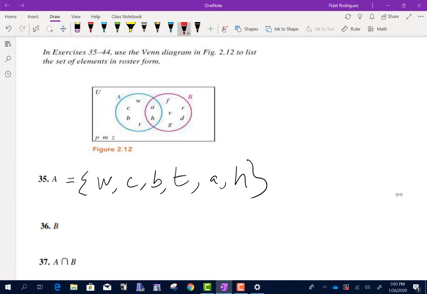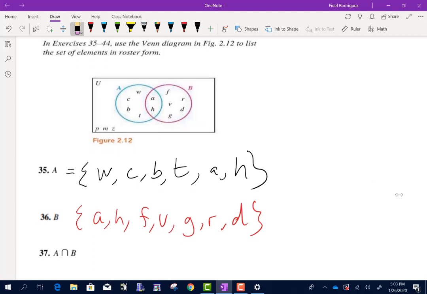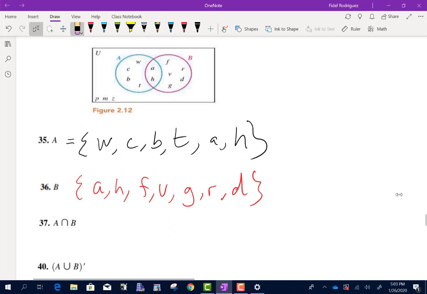Okay. Now let's look at the set B. Set B is going to be everybody in this circle. So A, H, F, V, G, R, and D. All right. Now let's look at the intersection. The intersection of those two sets, where do they overlap? Well, just A and H. Right.